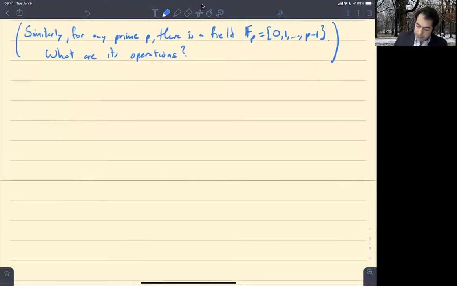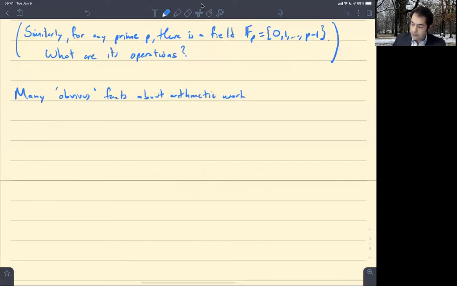Okay, now the reason that we can go from working with real numbers to working with a field and not have to work too much harder is that many so-called or seemingly obvious facts about arithmetic work in general fields. So for example, you should read theorem 1.5 in the book. And let me claim that the proofs are fun.